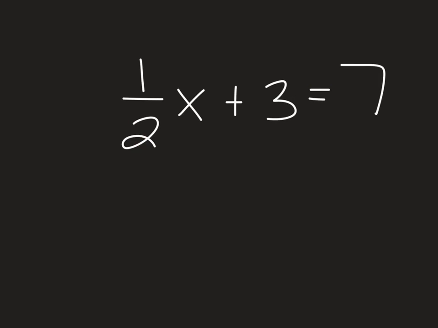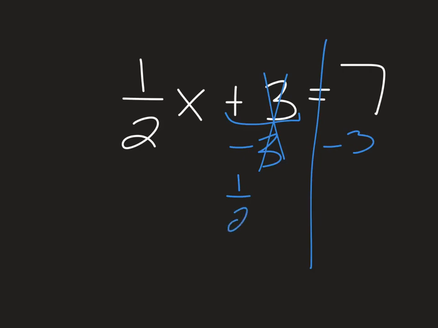Example 6, we have 1/2 x plus 3 equals 7. So again, we're going to draw the line through the equal sign. We're going to get rid of the number that does not have the variable, so we're going to get rid of plus 3 by subtracting 3, because that's the opposite, on both sides. 1/2 x equals 7 minus 3, which is 4.